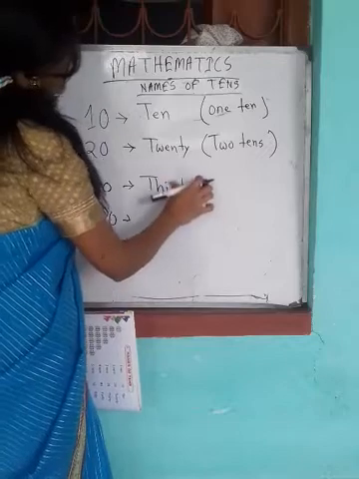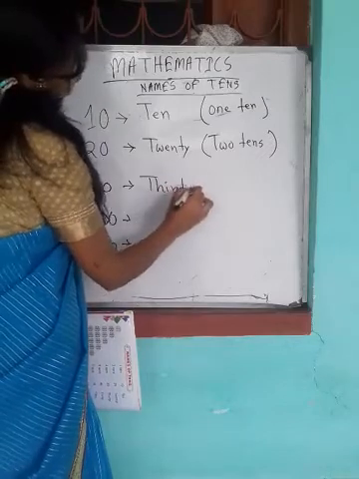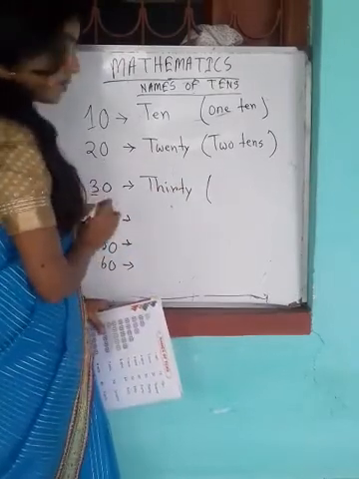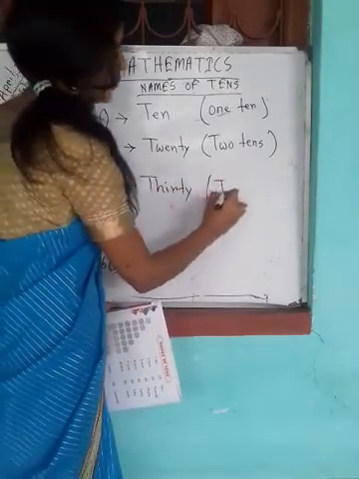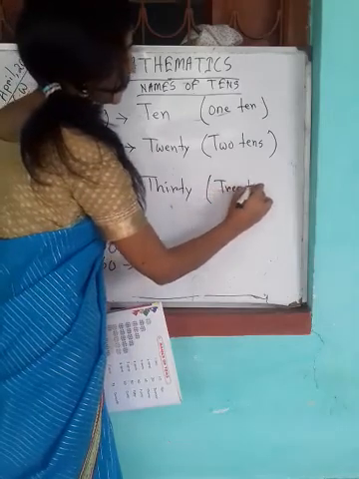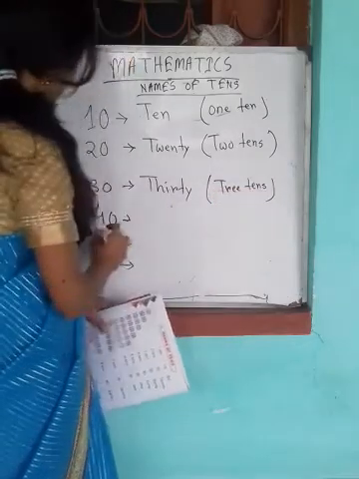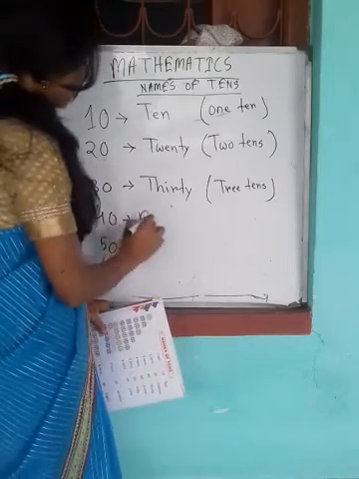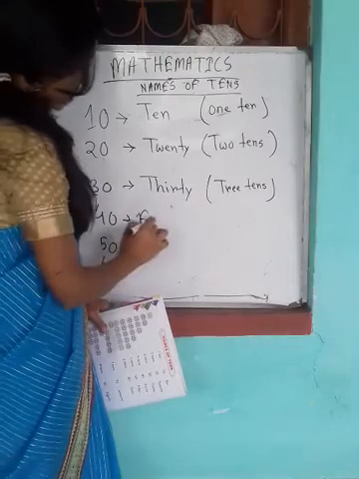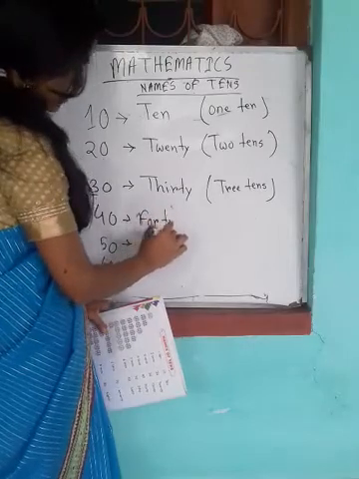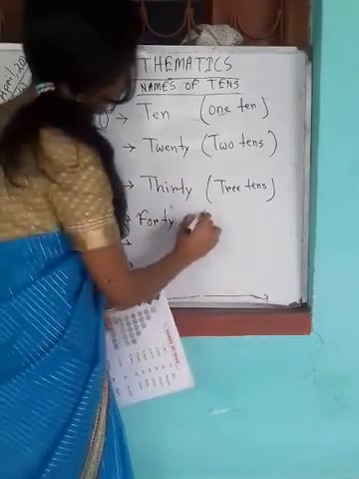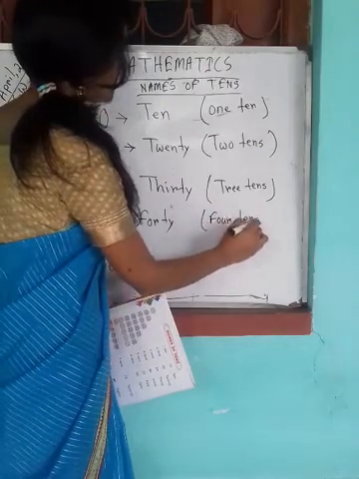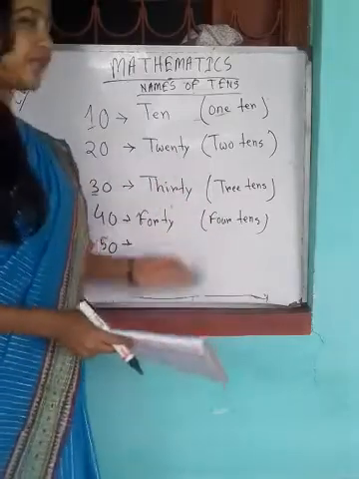Thirty. Why? For 30, how many tens will it be? See, there is number 3. So we will write here 3 tens. Now 40, that will be of course 4 tens, right? So it is 40. 40, that will be 4 tens. Okay. This is how you have to name.